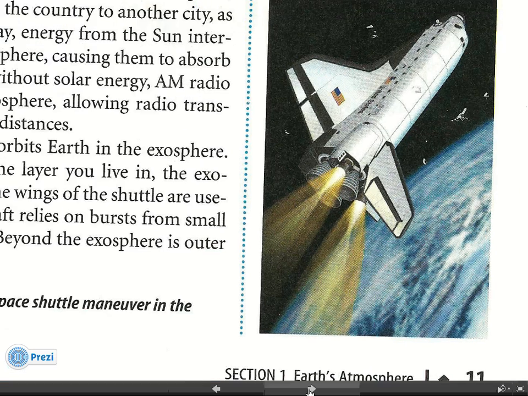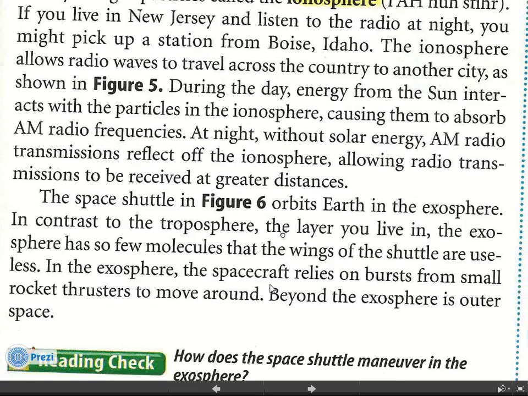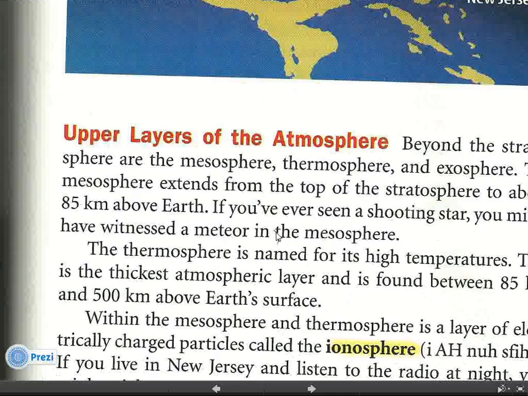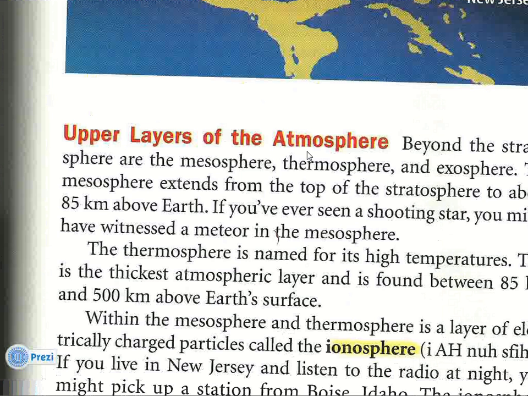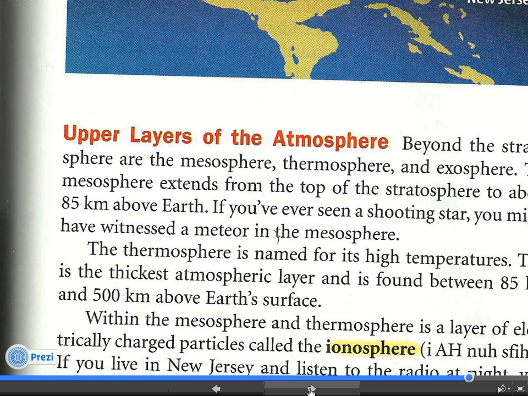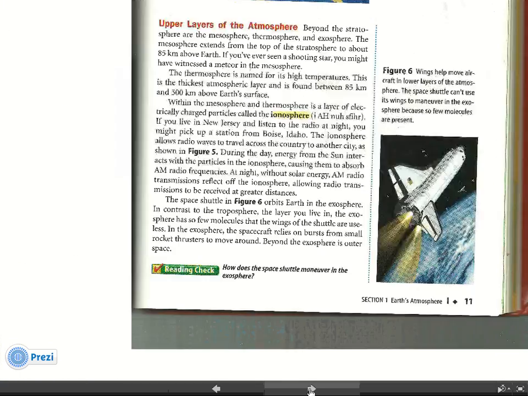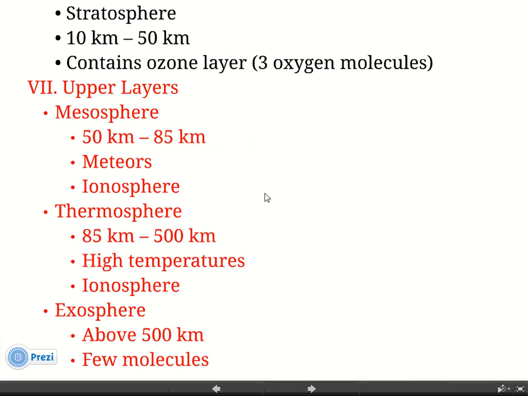All right, let's get our notes down. Okay, so we took a few detours. Let's remind ourselves we're in the upper layers of the atmosphere. We're going to document 3 layers, their heights, and a characteristic. So we left off with the stratosphere. Section 7 is the upper layers.